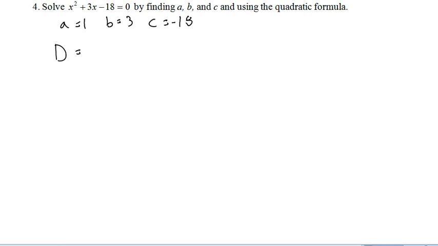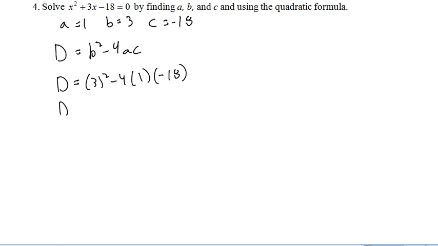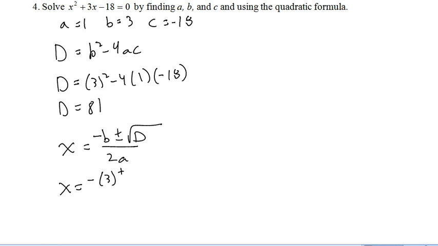So let's figure out big D first. Remember that's b squared minus 4ac, which you don't need to memorize, you just need to know where to find it in the formula. So big D is going to be that, and I'm going to get big D equals 81. So x is going to equal negative b plus or minus the square root of big D all over 2a. So in this case, it's going to be that.